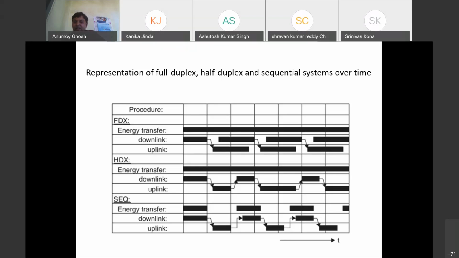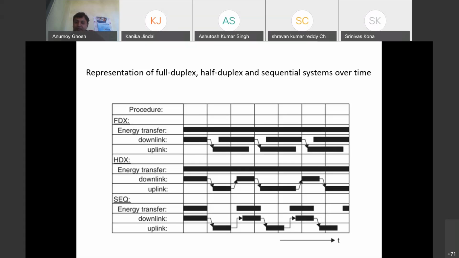Now for sequential transfer, you see, only during the downlink sending of the packet, energy is sent, but while sending the uplink packet, it is not sent. That means sequential data sending is only available in active tags, and it is not available in passive tags, because during uplink, that means while sending data from the tag to the antenna of the reader, there is no energy transfer from the reader.